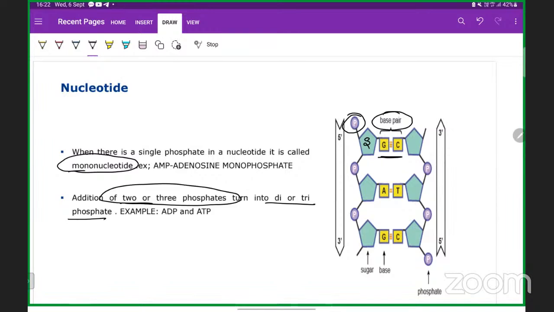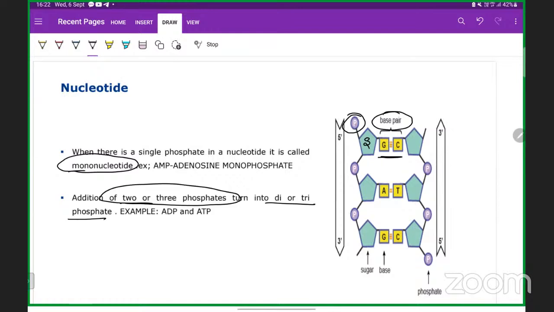Everything is packed into small molecules. How does this packing occur, guys? This packing is the end product of your transcription and translation and post-transcriptional modification and everything. That is what we are going to discuss today.